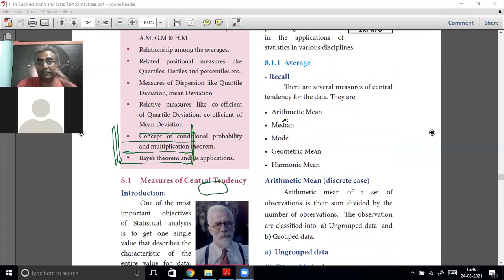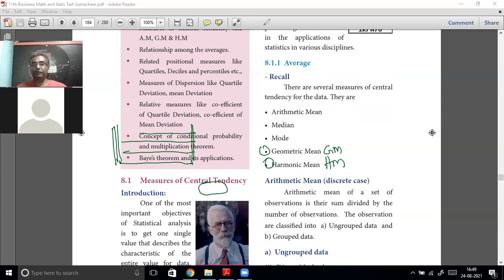In average, what is there is the arithmetic mean. This you learned in 9th and 10th standard. Median also you learned in 9th and 10th standard. Mode also you learned there. The two new things you will have to learn now are geometric mean and harmonic mean. Okay, geometric and harmonic. Geometric mean and harmonic mean. These are the two new things that you'll have to learn.